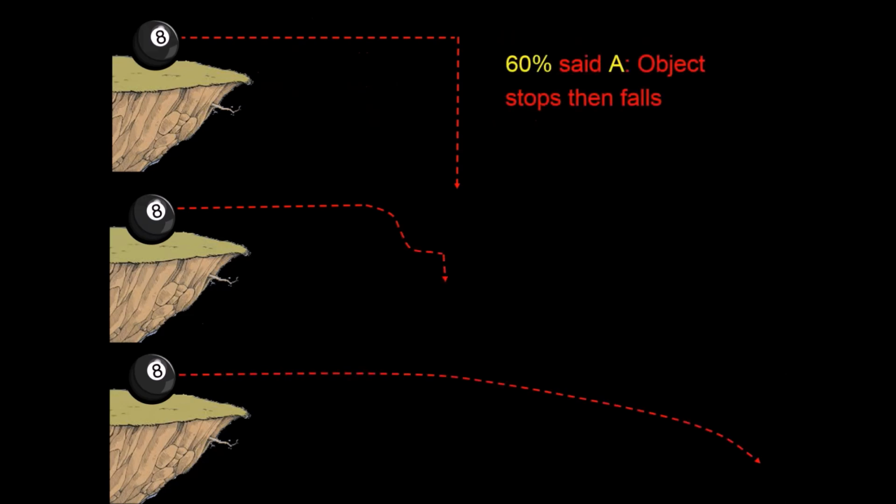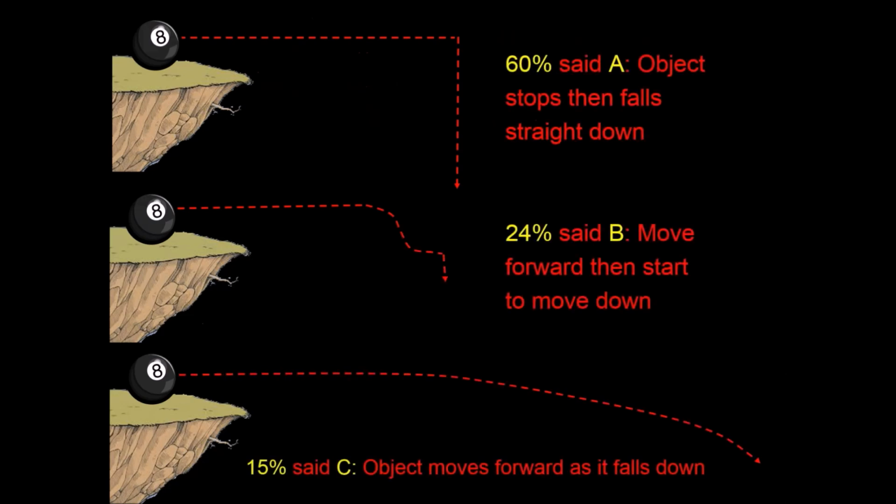However, when the survey results were studied, here are our three paths: 60% liked A, that the object moves, stops, and then falls straight down. 24% said B, moving forward and then suddenly starting to move down. And 15%, just 15%, liked C. Please, be in this minority of 15%. The object will continue to move forward as it falls down.